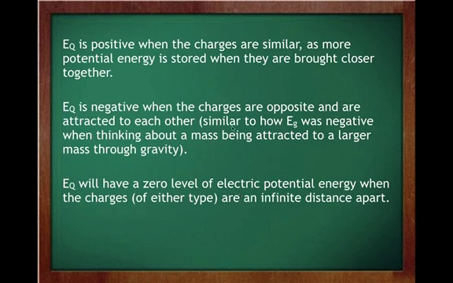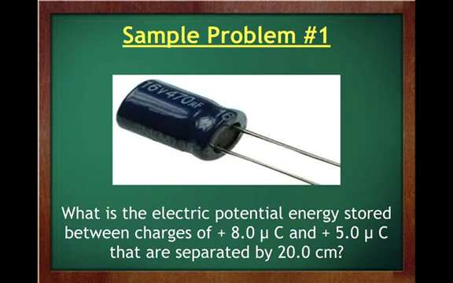We had that negative in front, saying it's always going to be attracted to the larger mass, so the whole thing was always negative. It's the same thing here. The potential energy will be zero when the charges of either type are an infinite distance apart. So there is no potential energy if you are an infinite distance away. So there we go. All right, so let's start with this first one.